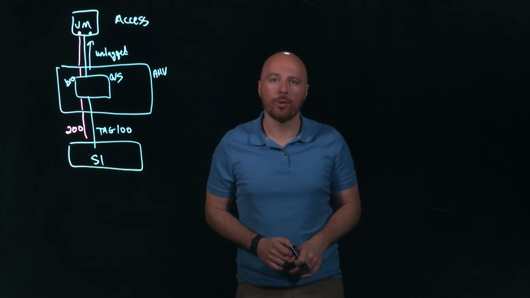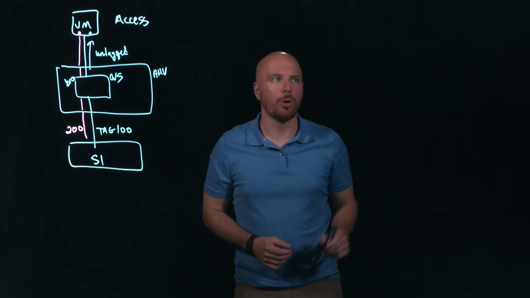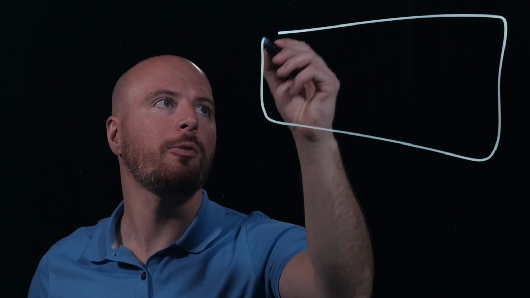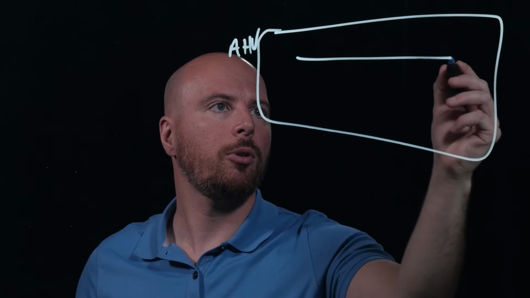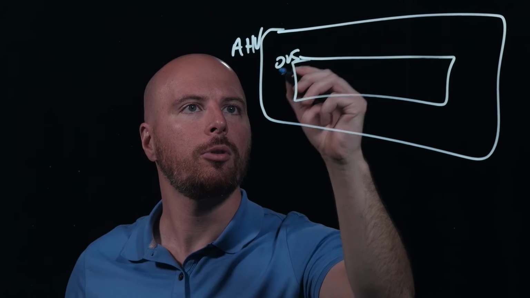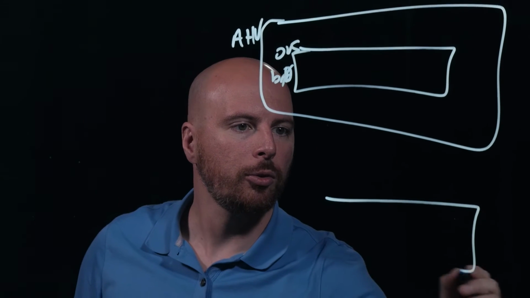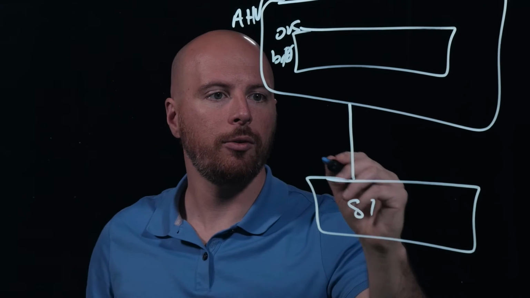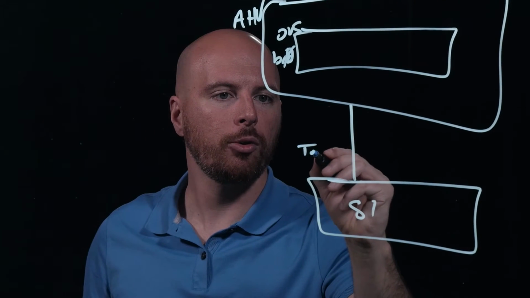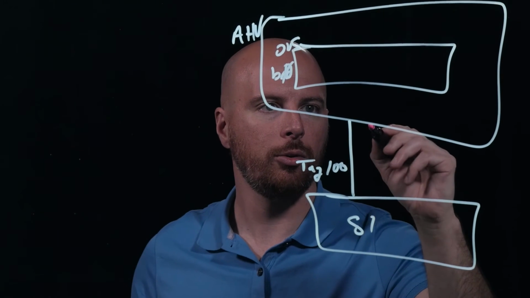Starting in Acropolis Hypervisor 4.6, we've added a new feature called VLAN Trunking for virtual machine networking. In a VLAN trunked mode, we have our Acropolis hypervisor and an Open vSwitch Bridge 0. This is connected to a switch. And we have still our tag 100 packets and another network of tag 200 packets.